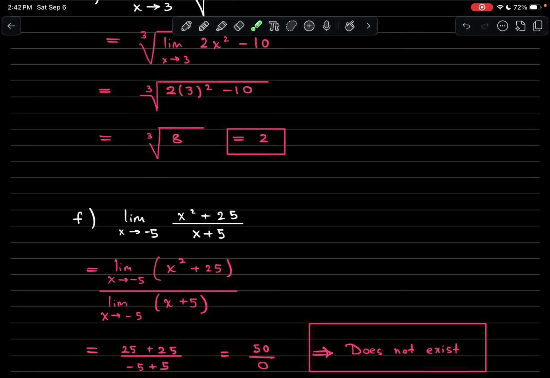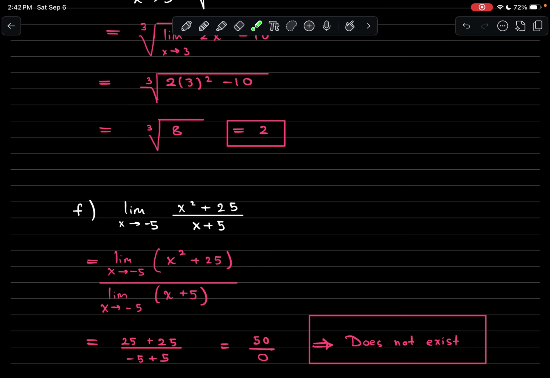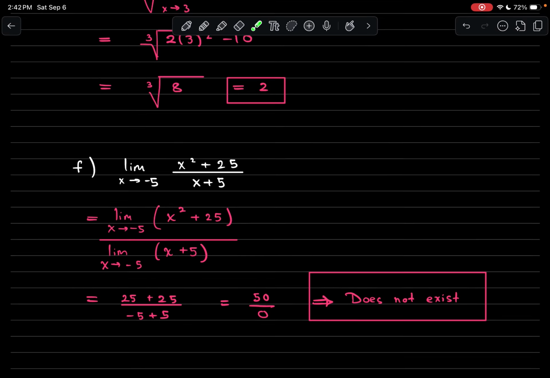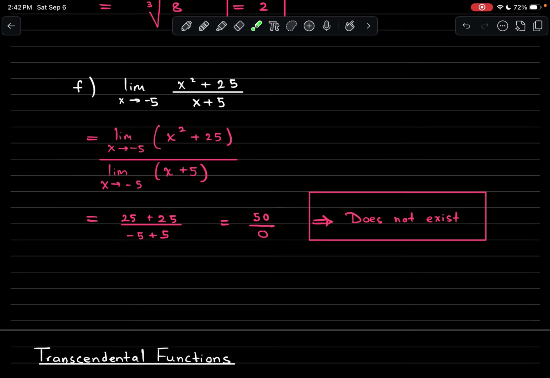And in the numerator, we're going to get 25 plus 25. In the denominator, we're going to get negative 5 plus 5. So although we got 50 in the numerator, we're actually going to get 0 in the denominator, and this is undefined. Therefore, this limit does not exist. Okay, so the limit will not always come out nicely. This was one of our first examples.